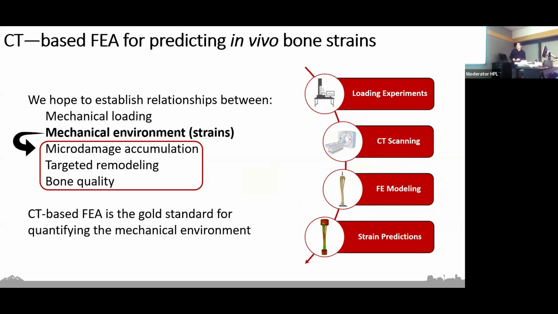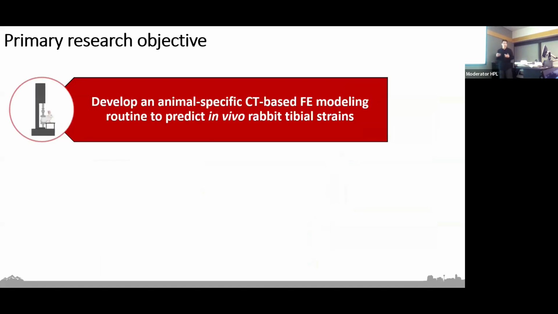So CT-based finite element analysis is a very powerful approach. It's subject specific, so we can capture things like the heterogeneous material properties that are individual to each bone. We can, of course, capture the unique geometry of each bone, and those things highly influence what those ultimate strain predictions will be. So this brings me to the objective of my work, which has been to develop an animal-specific CT-based finite element modeling routine to predict in vivo rabbit tibial strains.